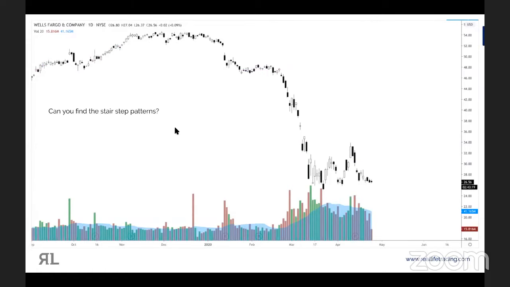Christopher says, so stair step is just a consolidation. That is correct. Yep. Just a little miniature, small consolidation. Consolidation is just a word for not a lot of movement in a specific direction. This is a trend. Anything other than that, up or down, is a consolidation. Consolidations happen all the time. Christopher says, that's good because pressure is building. You answered your own question. Yes, sir.